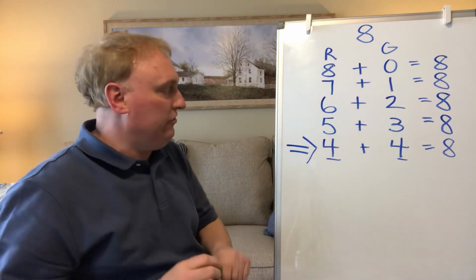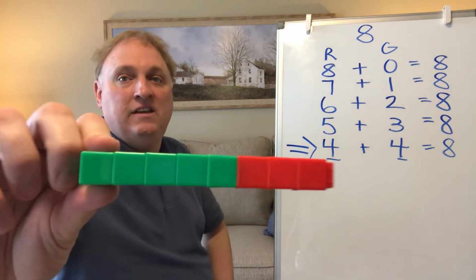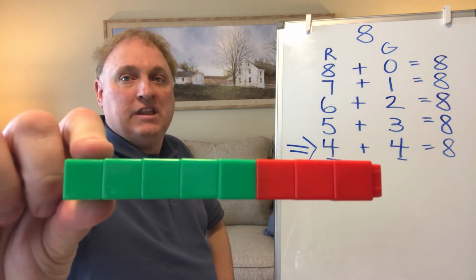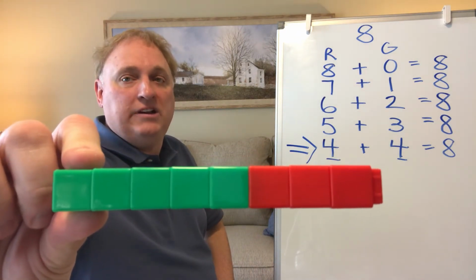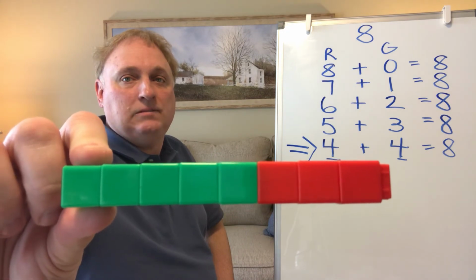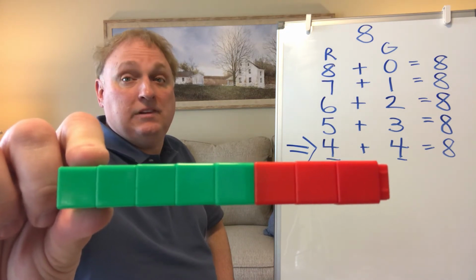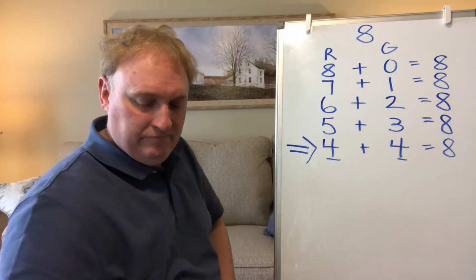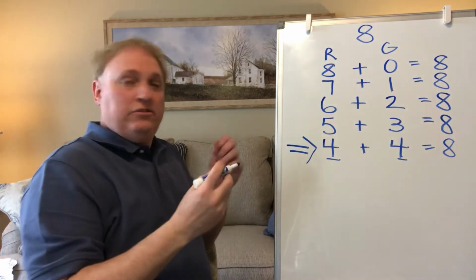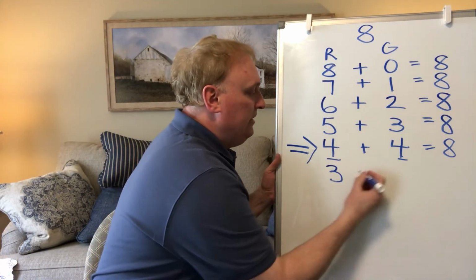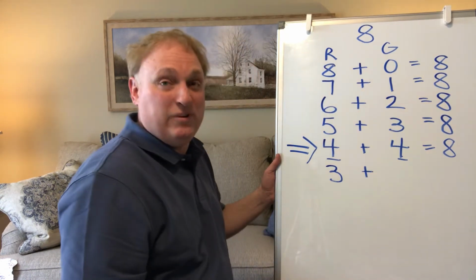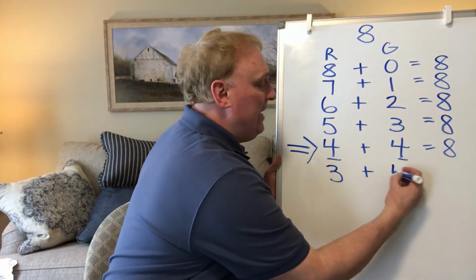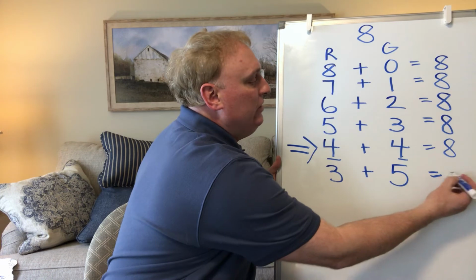All right, boys and girls, let's go to the next one. Count your red real quick and then count your green. Got it? Okay. How many red, boys and girls? 3. How many green, boys and girls? We're going to add that to the 3. 5. 3 plus 5 equals 8.